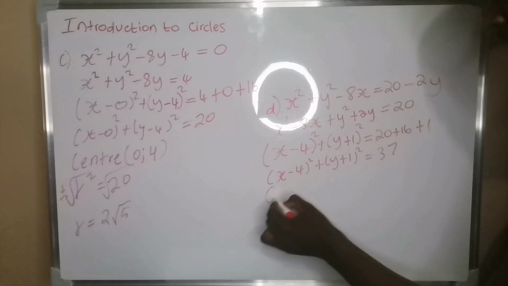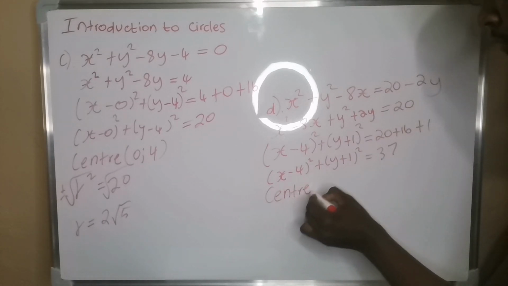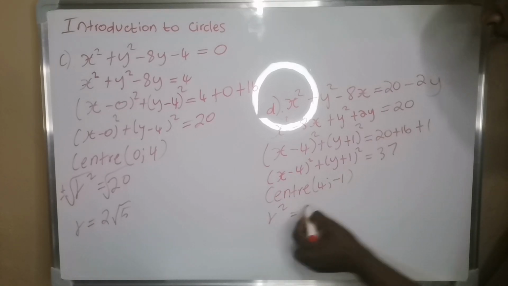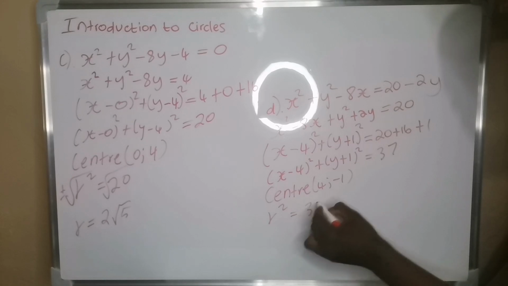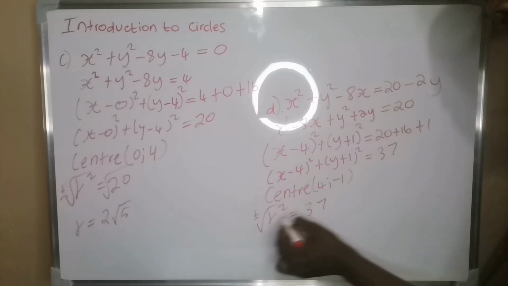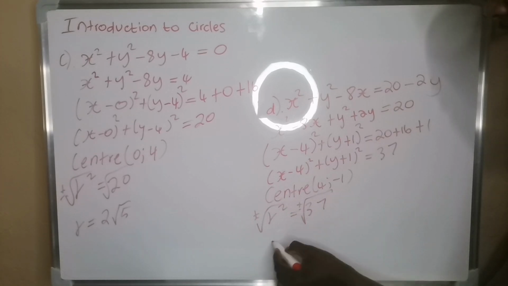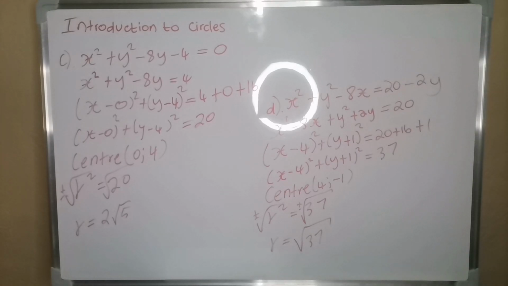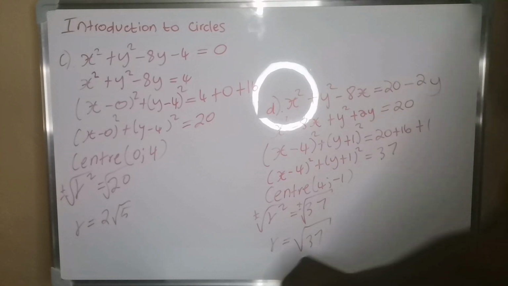And then the center is (4, negative 1). Radius, remember, is r squared, 37. Square root on both sides, plus or minus. Then r is the square root of 37. Then you are done. I hope you can see it, guys.